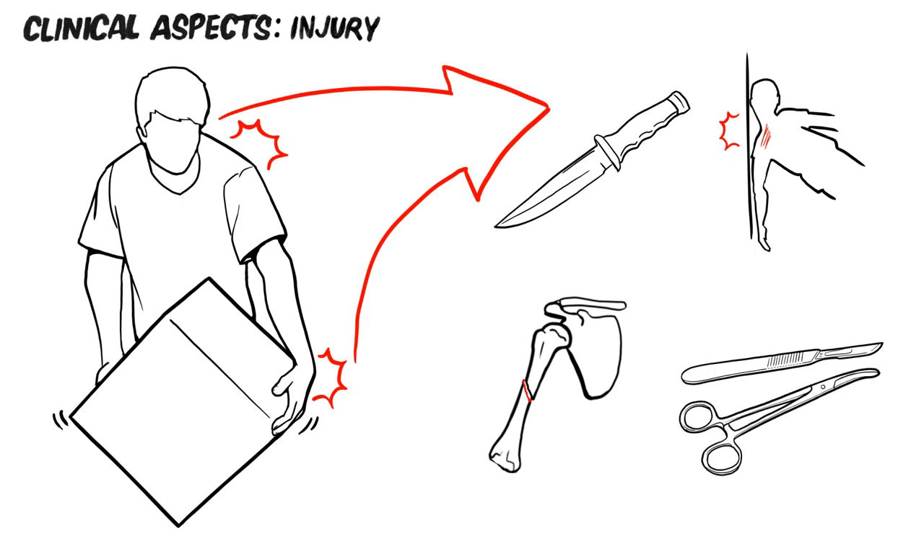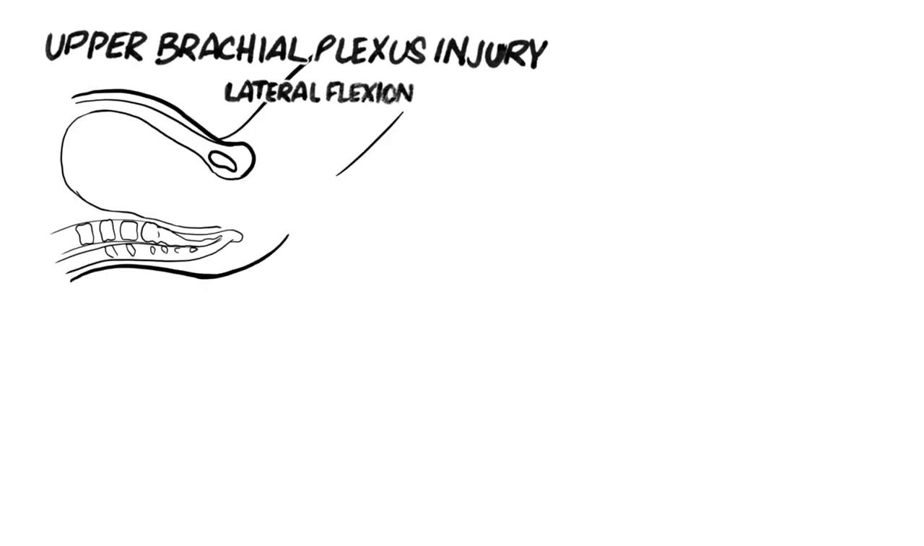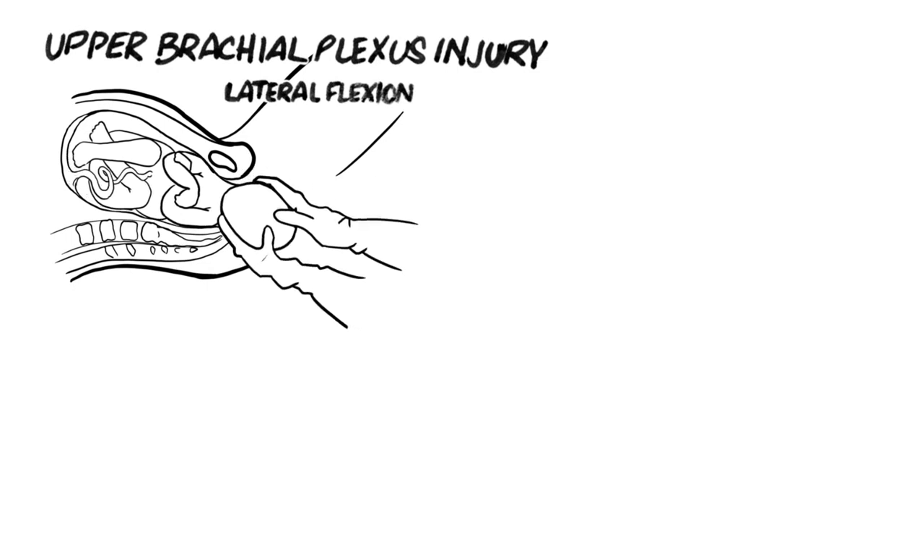However, 2 of the most common types of injuries are upper brachial plexus injury and lower brachial plexus injury. Upper brachial plexus injury occurs during extreme or violent lateral flexion of the head, especially if the shoulder is simultaneously depressed. This is typified by a difficult delivery in which the baby's head is pulled out of the birth canal while his shoulders are trapped within the mother's pelvis.